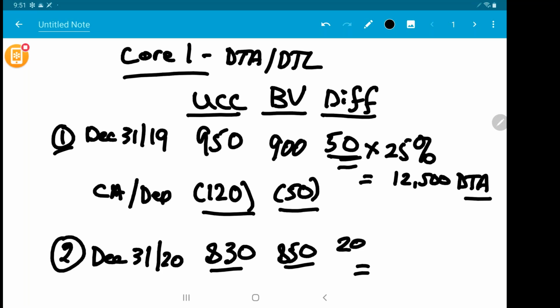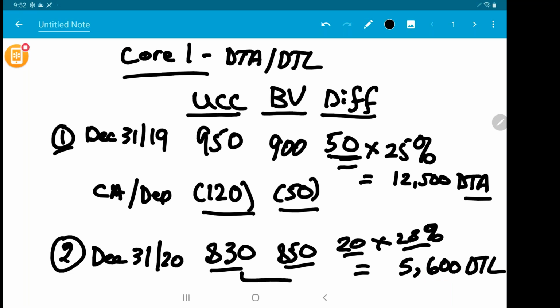And over here, let's get to that in a minute. Okay, times 28%. Now, why 28%? Because this rate was already enacted. So this gives us 20 times 28%. At the end of the year, we have, I apologize here, 5,600 of a DTL.